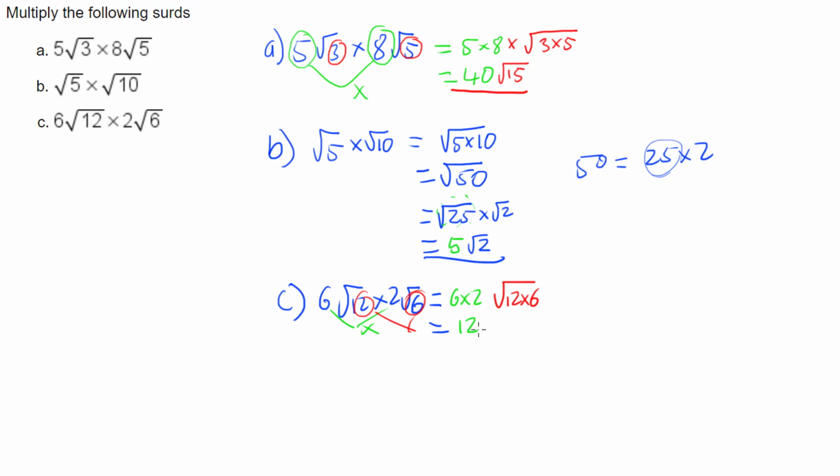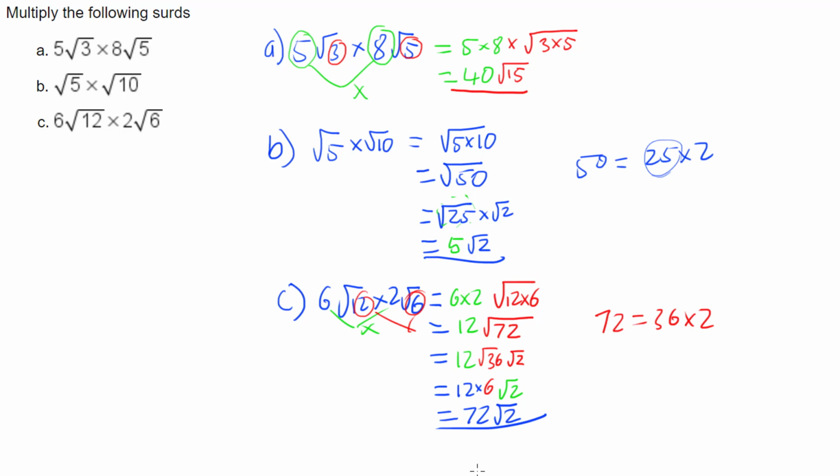6 times 2 is 12. Square root 12 times 6 is 72. Going through my square numbers to simplify 72, I can know that 72 is 36 times 2. So having a look at this, I can have 12 times the square root of 36 times the square root of 2, giving me 12, and then root 36 is 6, and then I have root 2. So lastly, 12 times 6 is 72, and that root 2 stays there.